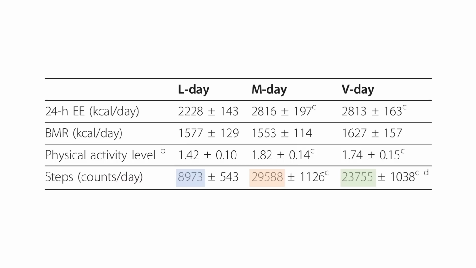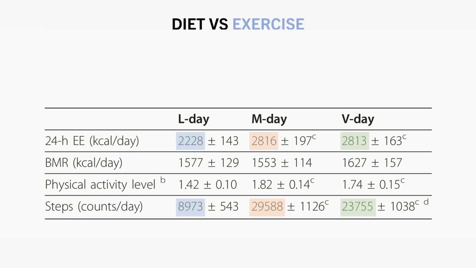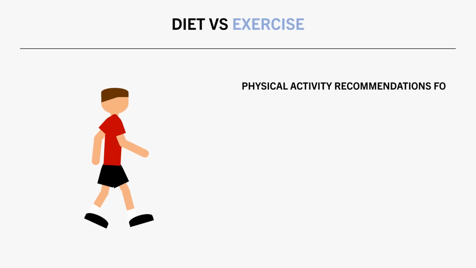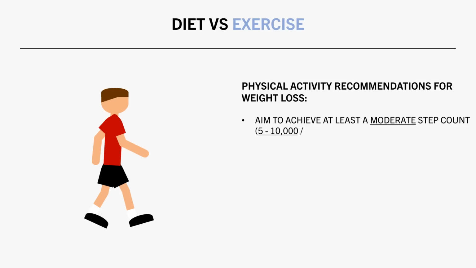Although energy expenditure wasn't increased in proportion with activity levels. On the lowest activity day, total energy expenditure was around 2,200 calories. And on the other higher activity days, it was around 2,800 calories. So while exercise can help to increase total energy expenditure, the time and effort it takes might not always be worth it. As a general rule, we probably want to achieve at least a moderate activity level to help burn some additional energy, as well as for the health benefits.